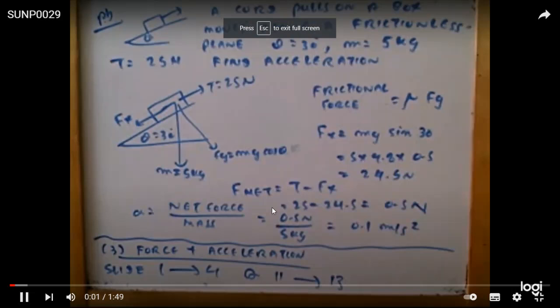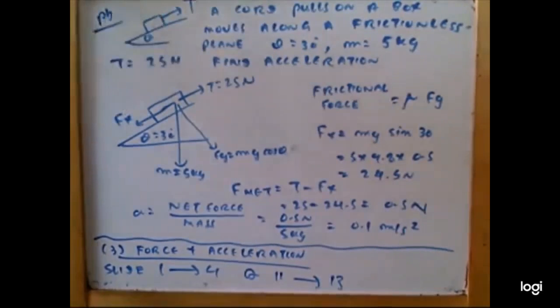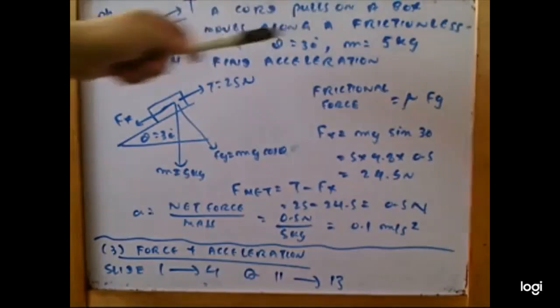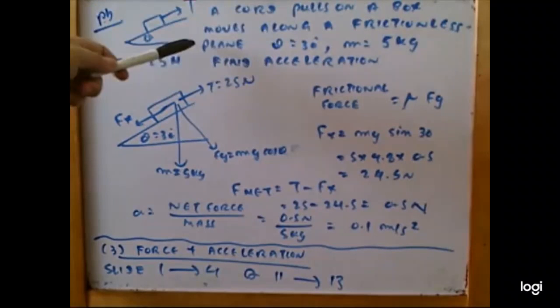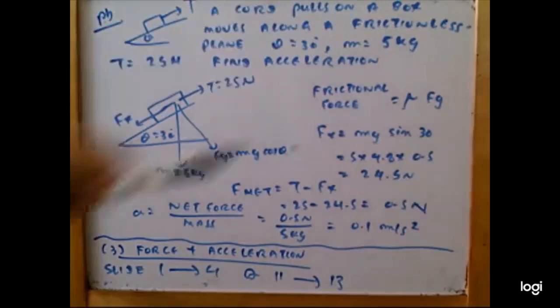This program: this is the inclined plane, this is the angle theta. A force of 25 Newton pushes on the block along a frictionless plane. The angle is 30 degrees, the mass is 5 kilograms. We have to find the acceleration.